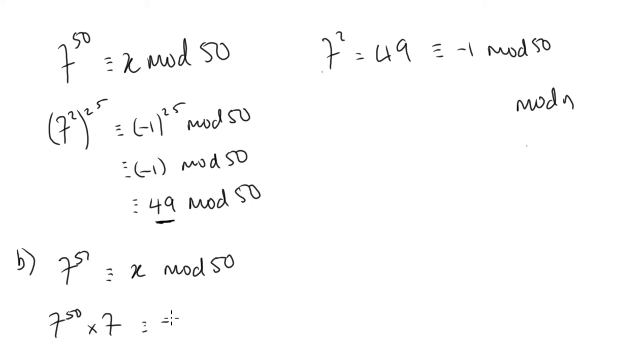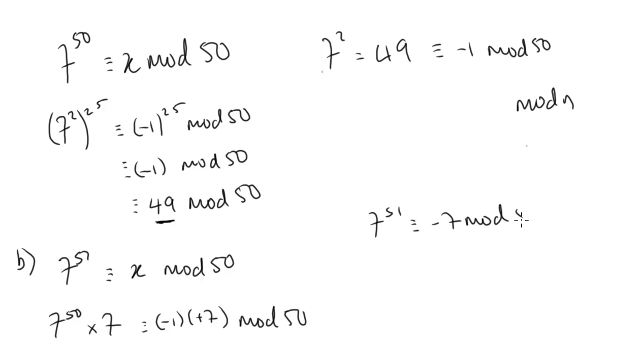So 7 to the power 50 times by 7 is just congruent to minus 7 in modulo 50, essentially timesing both sides by 7. So minus 1 times by 7. So I know that 7 to the power 51 is congruent to minus 7 mod 50.